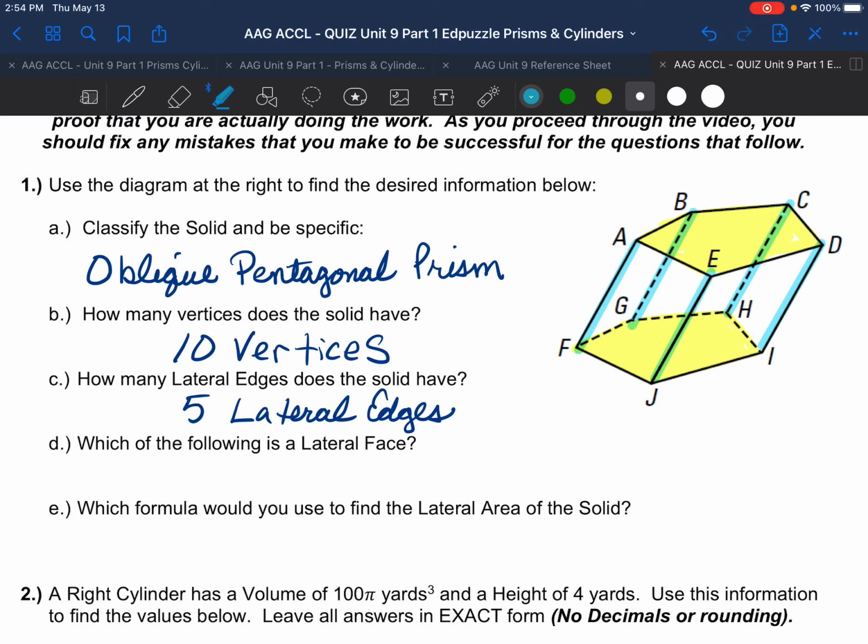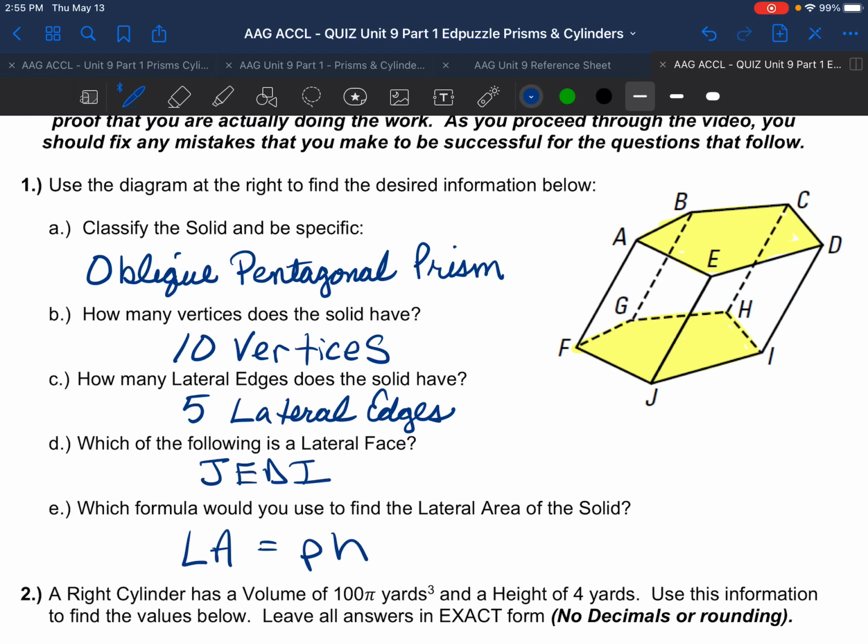Next question, which of the following is a lateral face? There are 5 lateral faces. Each of them are on the sides. Lateral faces connect the bases. So the lateral face JEDI is the lateral face we should have picked. Next question. Which formula would you use to find the lateral area of the solid? All you have to do is go to your formula sheet, which you're going to need during this quiz, and find that the lateral area of any prism will be found by using LA equals PH, perimeter of the base times the height.